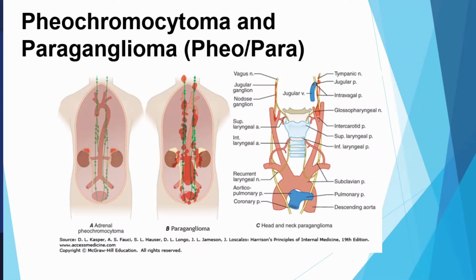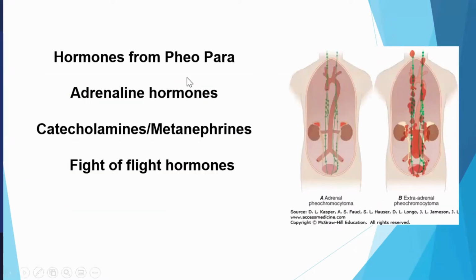The adrenal glands are those little hats that are sitting on top of the kidneys. And then paraganglioma can be anywhere from the base of our skull all the way to the pelvis, and they form in the little nerve bundles or ganglia throughout our body. Pheos and paras are unique in that many of them make hormones, and they make adrenaline hormone.